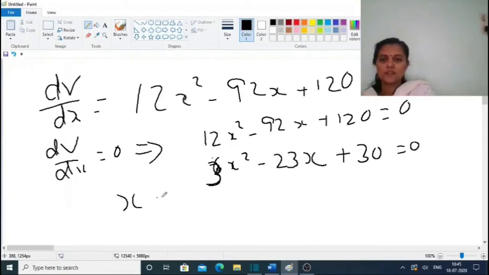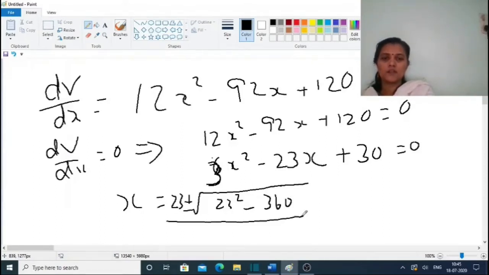This implies x is equal to, we can solve, 23 plus or minus the square root of 23 square minus 4 into 3 into 30, that is 12 into 30, 360, by 6, which is equal to, the answer is 5/3 or x is equal to 6.